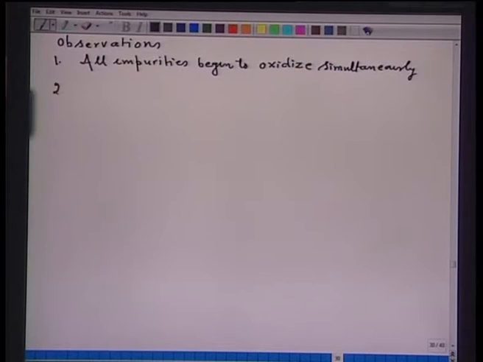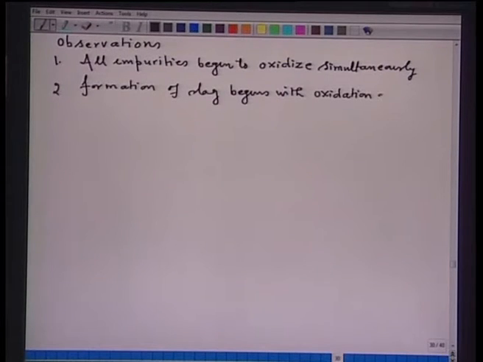Second observation is that formation of slag begins with oxidation of silicon to SiO2, manganese to MnO, iron to FeO.